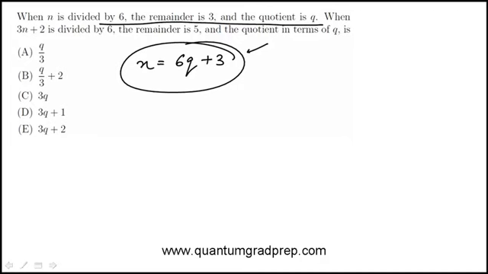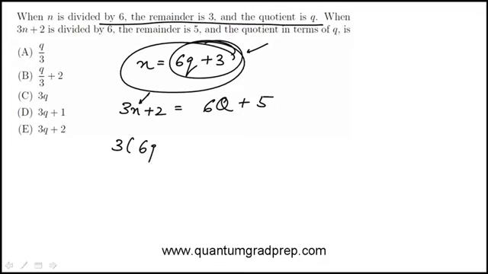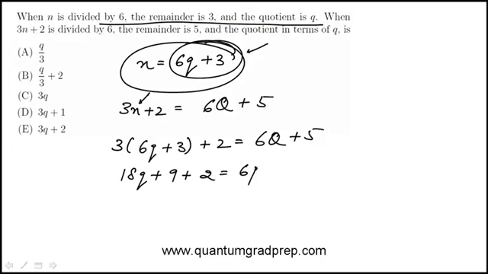And now they ask you when 3n plus 2 is divided by 6, and let's call this new quotient capital Q, we have a remainder of 5. So that's the condition. And now I can replace this n in terms of the quotient, and we can get the relationship between the new quotient and the original. So this becomes 18q plus 9 plus 2 is 6Q plus 5.